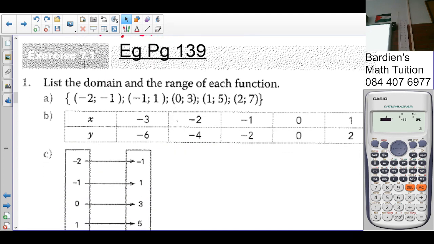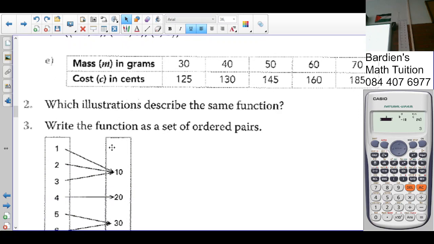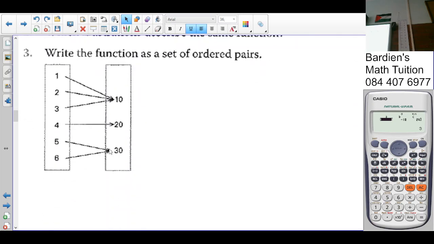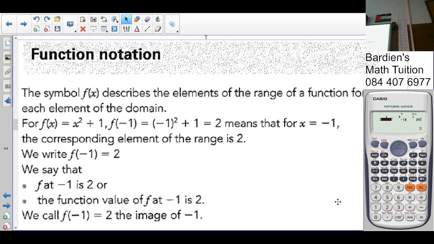At this point you should be able to do, on the next page, on 134, on 140 sorry, you will be able to list the range and the domain of each of the following functions. Okay, so your homework is exercise 7.1. Now I'm reading on page, just check which page this is on, functional notation.